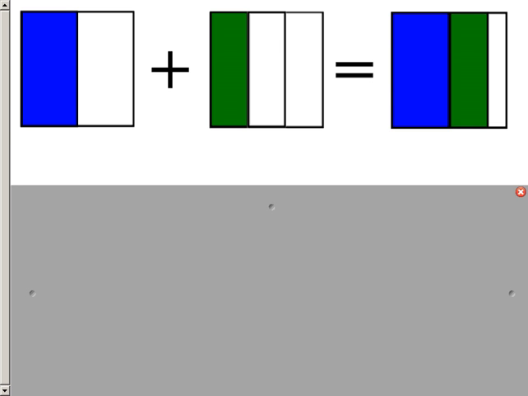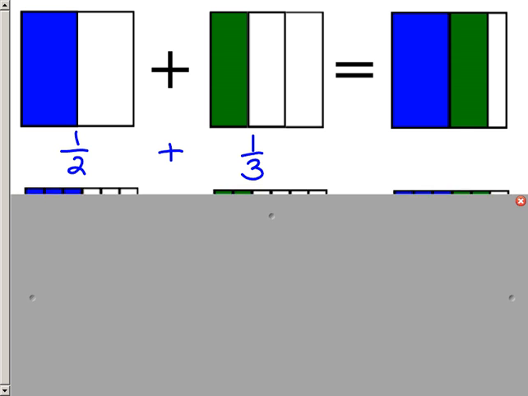So if we look at one where we don't have the same denominator, this picture shows 1/2 plus 1/3. But the problem is if we go to this last picture and we want to see what it equals, we can't do that because all the pieces are not the same size. So that's where this idea of a common denominator comes in.